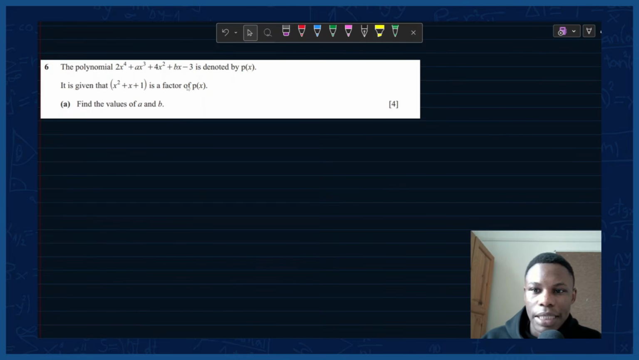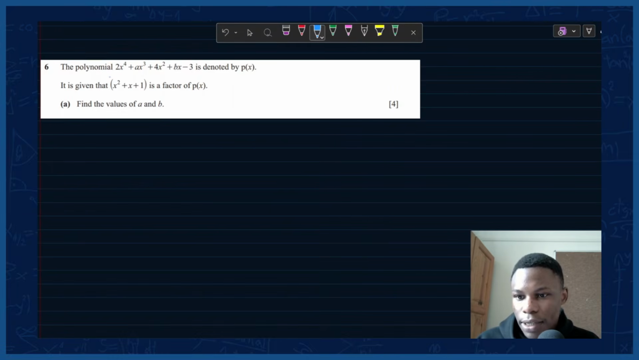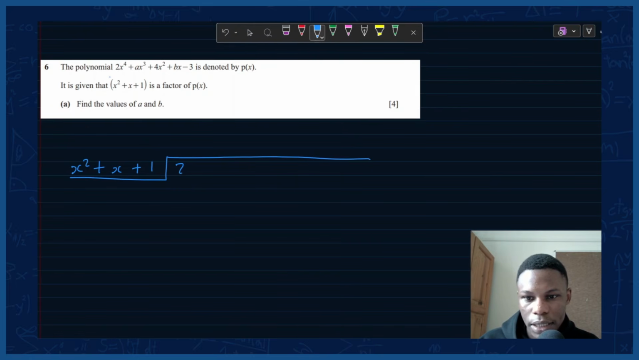So what we're going to do is polynomial division. Because we know this is a factor, if I divide by it, the remainder I get has to be equal to 0. So that's what we're going to use to calculate our a and b. I've got x squared plus x plus 1, and we want to divide 2x to the 4 plus ax cubed plus 4x squared plus bx minus 3.